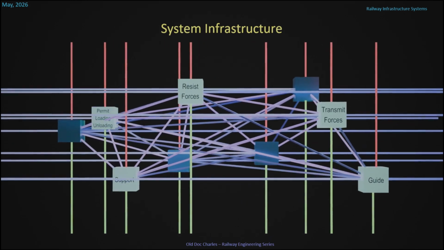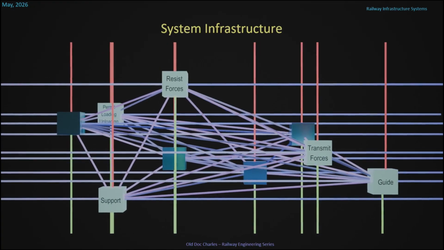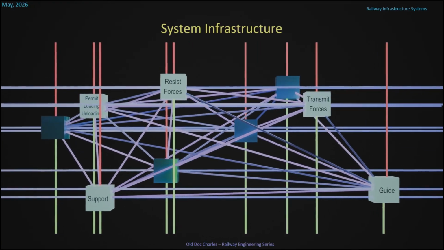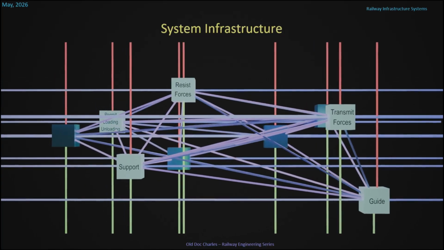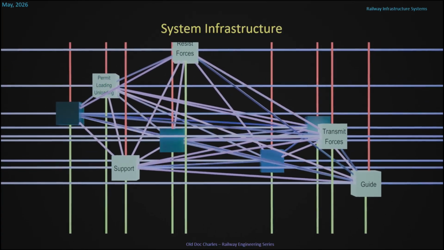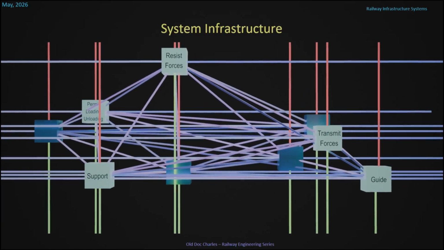We need to accommodate loading and unloading. So we need to provide easy and safe locations to permit boarding and alighting of passengers. And we need to provide safe and secure locations for the loading and unloading of various types of freight.